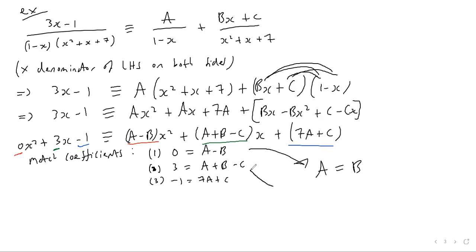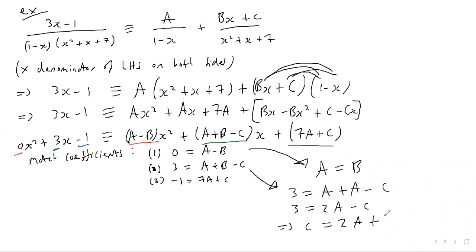So now we can go to equation number 2, and we can say, okay, well, we've got 3 is equal to a plus b, but b is just the same as a anyway. So that's a and then minus c. So you've got 3 equals 2a minus c. So therefore, you've got that c must be equal to 2a plus 3, just by rearranging that.